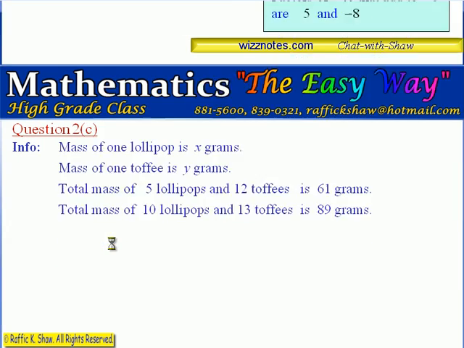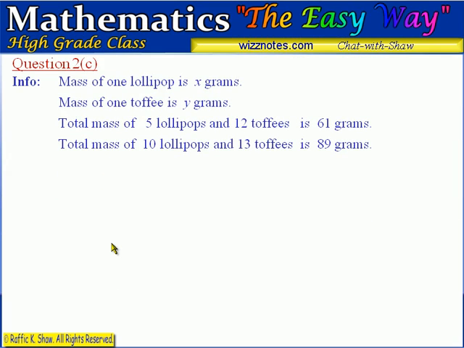Let's move down now to part C of question 2. Now part C tells us of a store that packages lollipops and toffees for sale. And we are told that the mass of 1 lollipop is x grams, the mass of 1 toffee is y grams, and that the total mass of 5 lollipops and 12 toffees is 61 grams, and that the total mass of 10 lollipops and 13 toffees is 89 grams. And we are required in part 1 to write 2 equations to represent the information above.